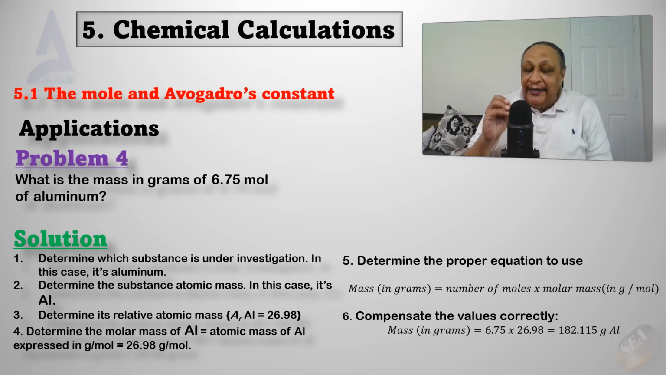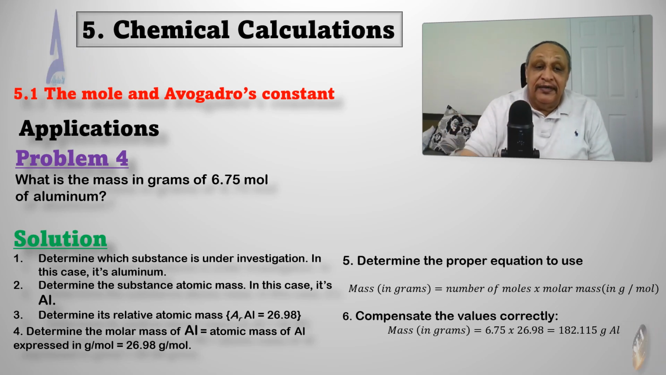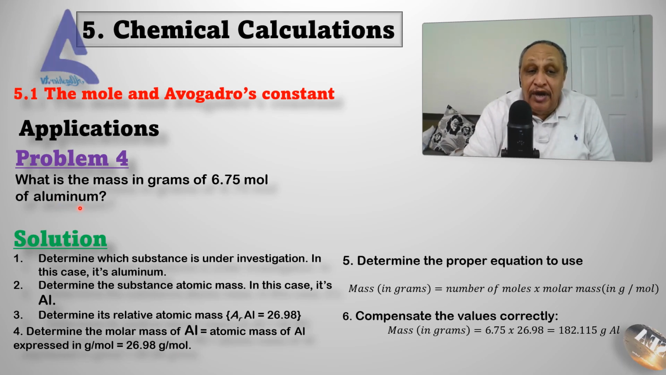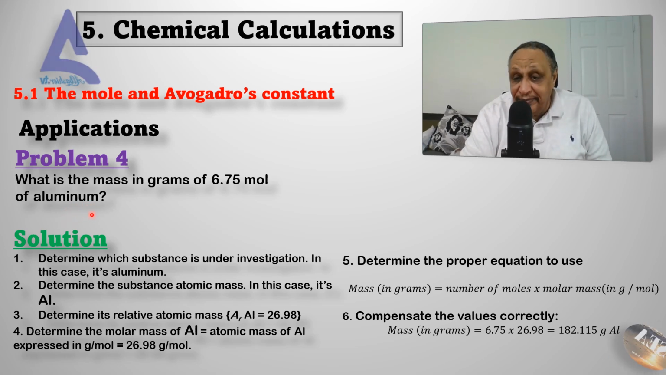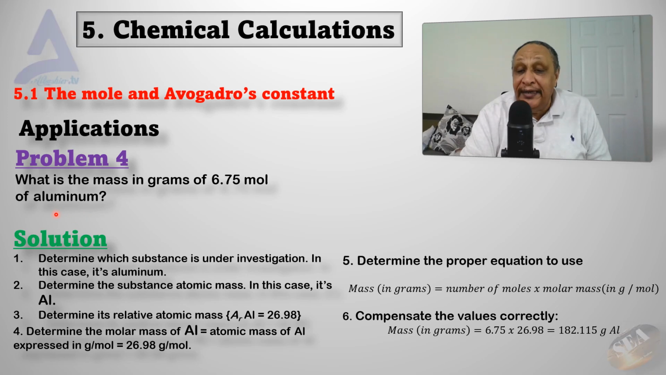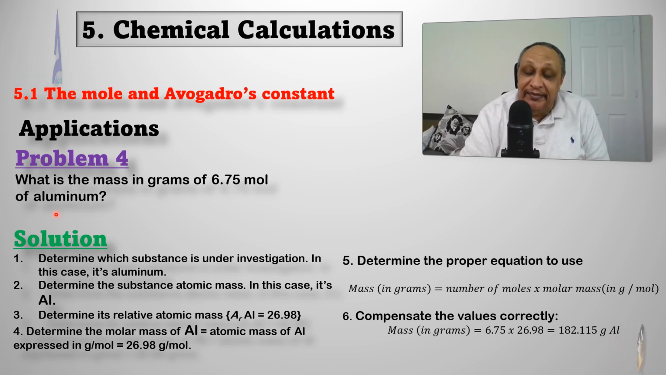Here we would like to use atom instead of molecule, so be careful of this, because aluminum or aluminium is an element. It is pure, so it is an atom. So here we are going to use only the relative atomic mass of aluminum.